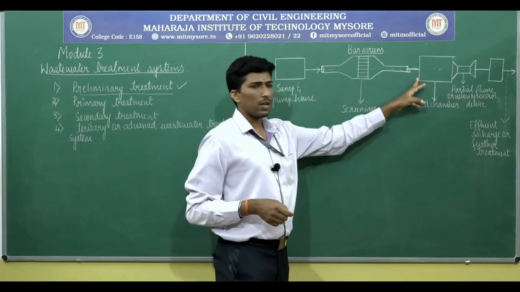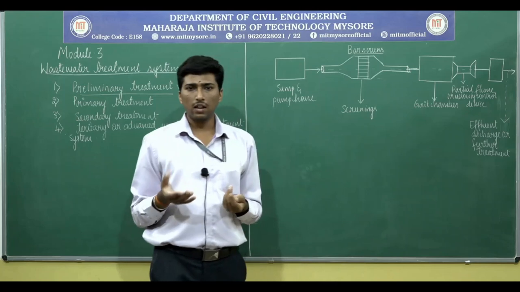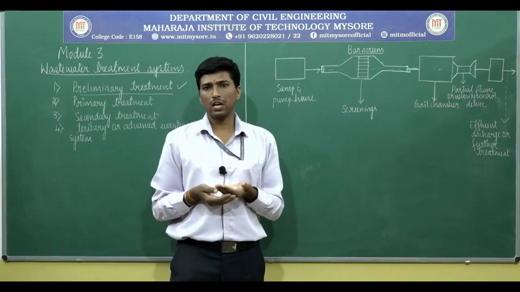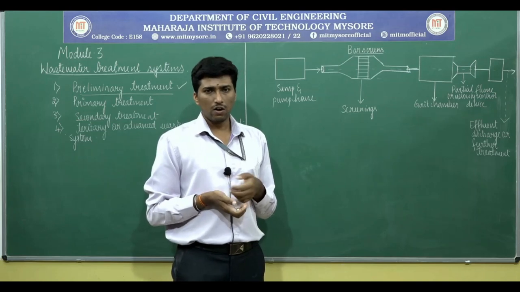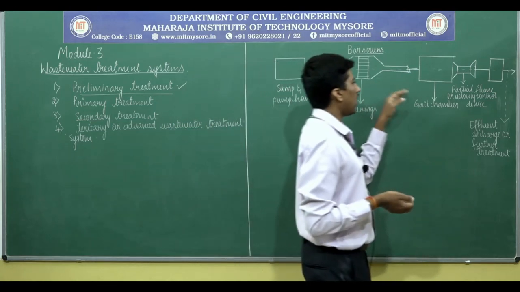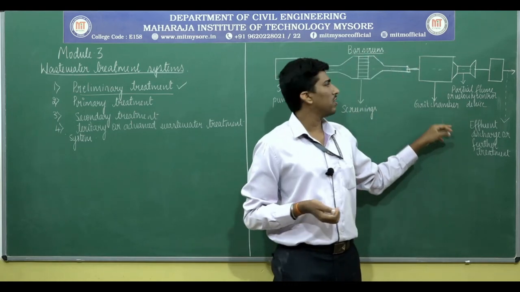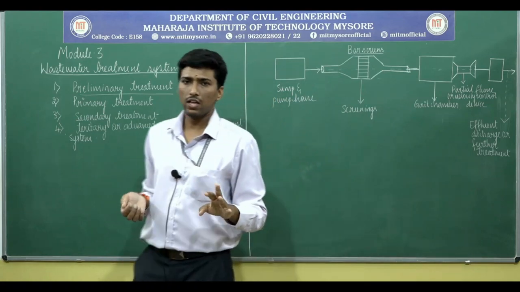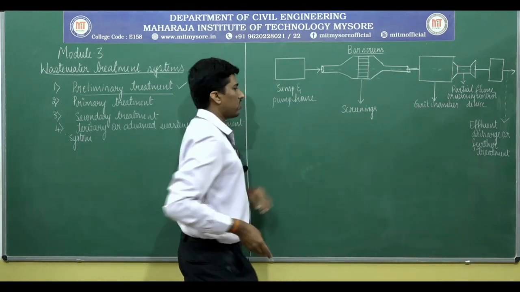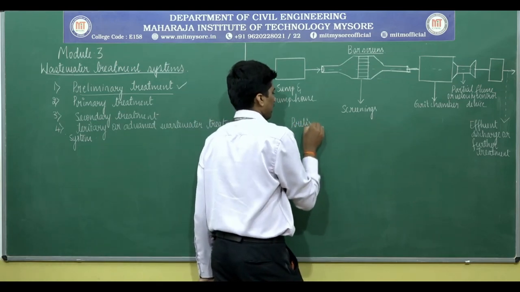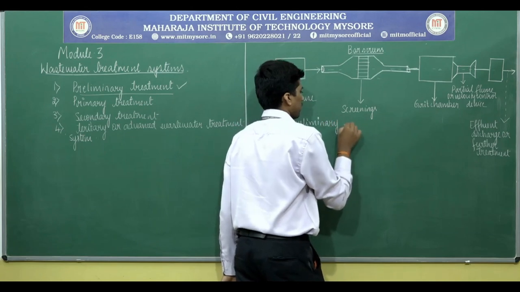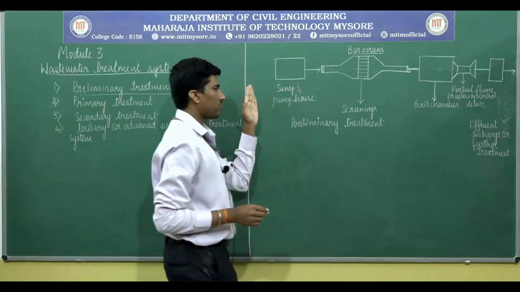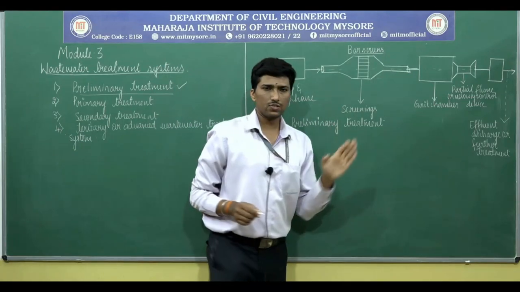The approach channel is normally provided, and along with the coarse particles which are either floatable or suspended in nature, the suspended particles and the grit material present are settled through sedimentation in the chamber, which we call a grit chamber. These operations together we call preliminary treatment. So preliminary treatment mainly consists of a sump as well as a pump house, bar screens, which drive off the large floating suspended matter.